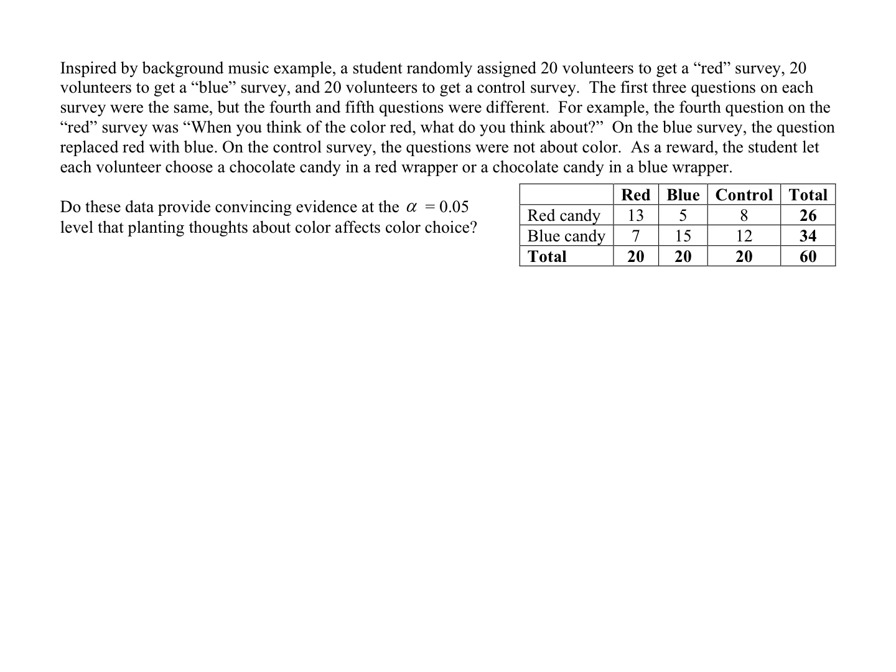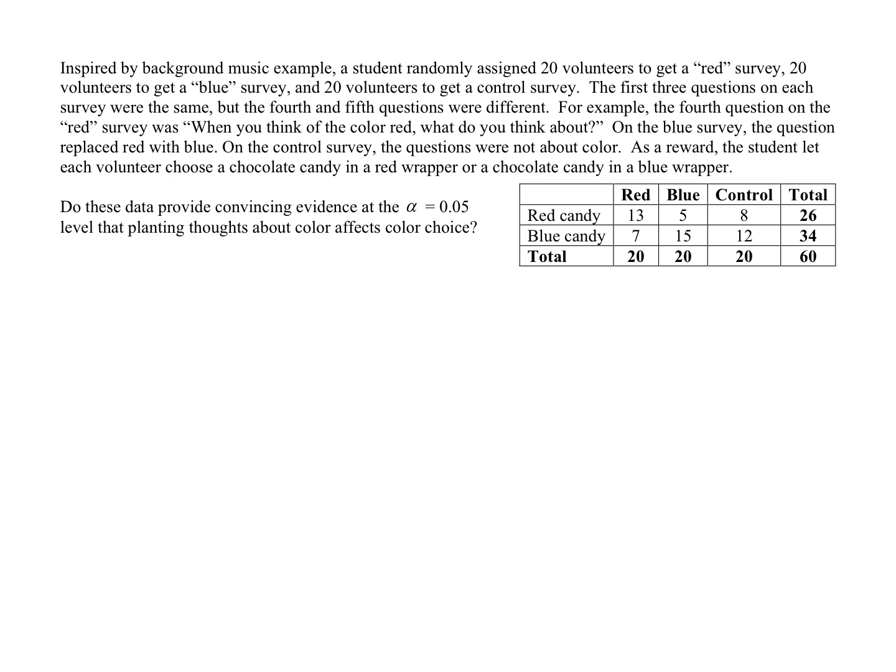Inspired by the background music example, a student randomly assigned 20 volunteers to get a red survey, and 20 volunteers to get a blue survey, and 20 volunteers to get a control survey. The first 3 questions on each survey were the same, but the 4th and 5th questions were different. For example, the 4th question on the red survey was, when you think of the color red, what do you think about? On the blue survey, the question replaced red with blue. On the control survey, the questions were not about color. As a reward, the student let each volunteer choose a chocolate candy in a red wrapper or a chocolate candy in a blue wrapper.